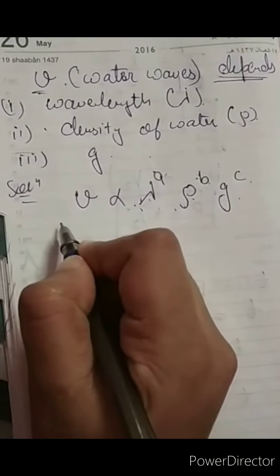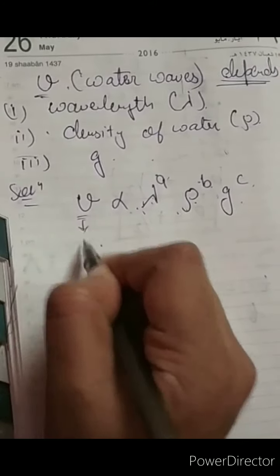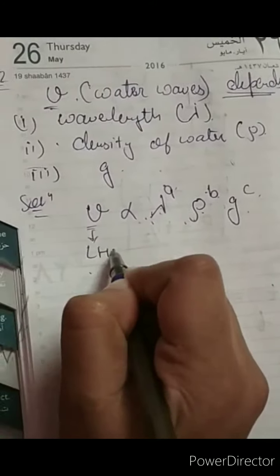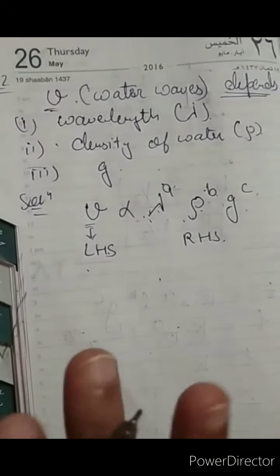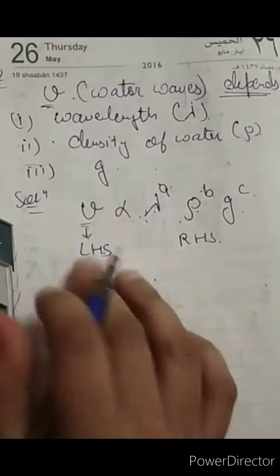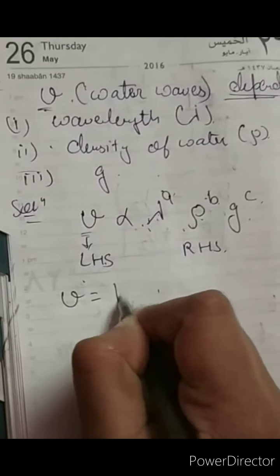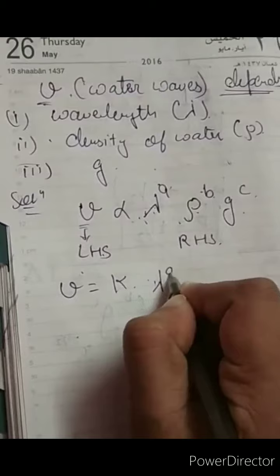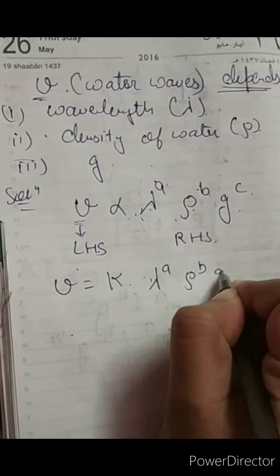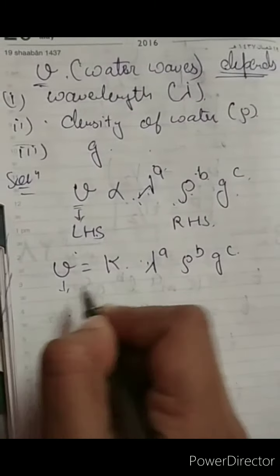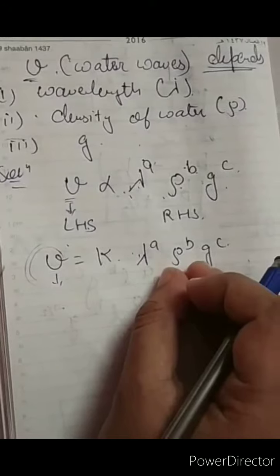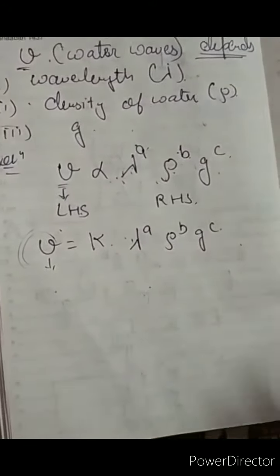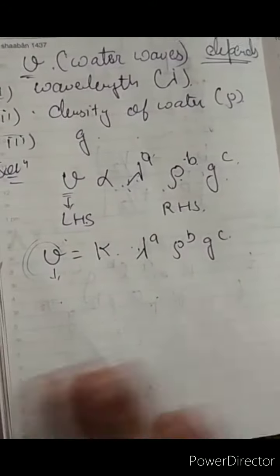Now this is our LHS and this is our RHS. What we have to do is first remove this proportionality constant. If you remove it, it will be K, rho to the power B and G to the power C. Now you have to open up individually in the form of MLT. You have to write this V in the form of MLT, write this expression also in the form of MLT, and then equate LHS and RHS.